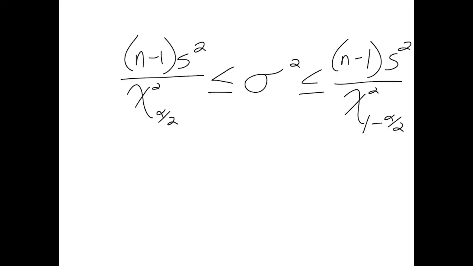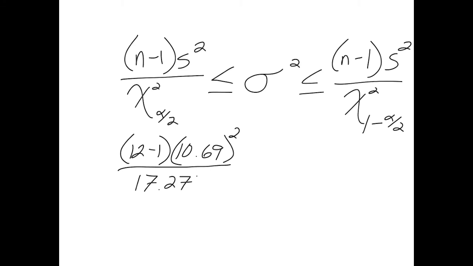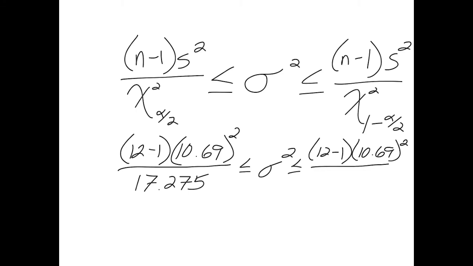So now it's just plug and play, right? So n was 12 minus 1, that's our degrees of freedom right there, times s squared. Well, if you remember, they gave us s equals 10.69. That was our sample standard deviation, but we square that, over chi-squared sub alpha over 2, which was 17.275. We're assuming that's less than or equal to the true population variance, which would be less than or equal to 12 minus 1 times s squared over chi-squared sub 1 minus alpha over 2, which was 5.578.